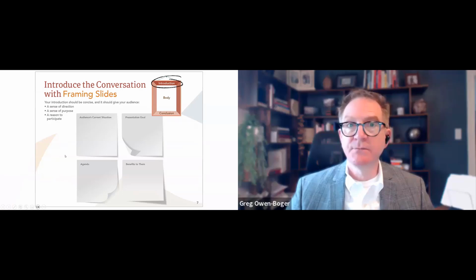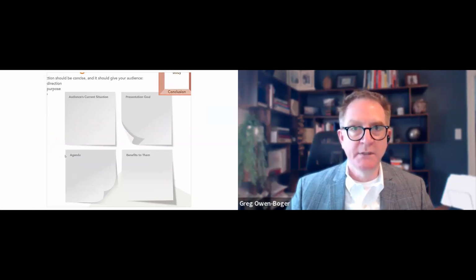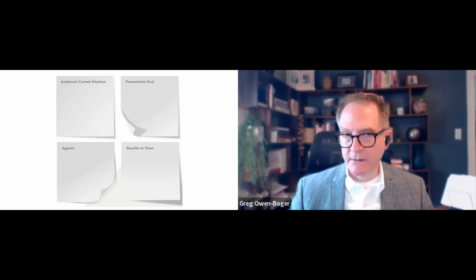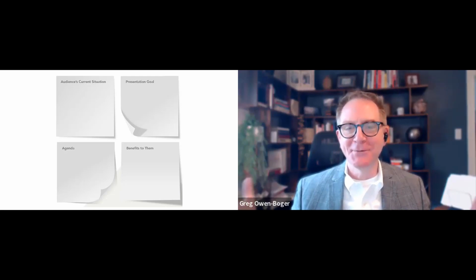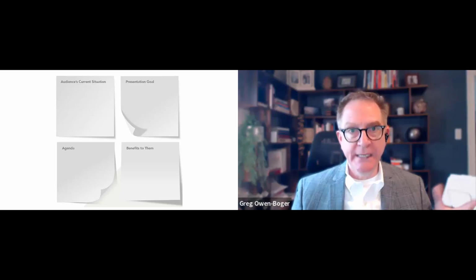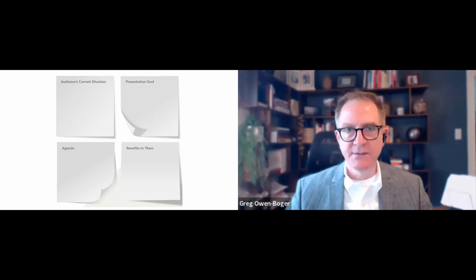Here, this is the next page in the handout that we will be giving you. There are some sticky notes. There's the audience current situation, the goal, agenda, and benefits to them. Guess what? That should sound really familiar because we've already done the brain work. So what we're going to do now is bring that information that we've already created and put it into one place on one page using these sticky notes.